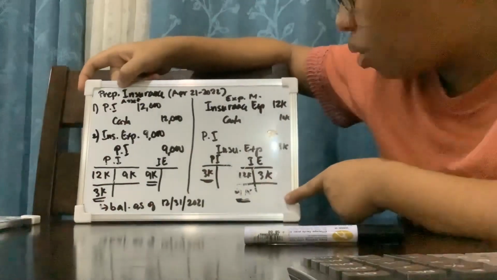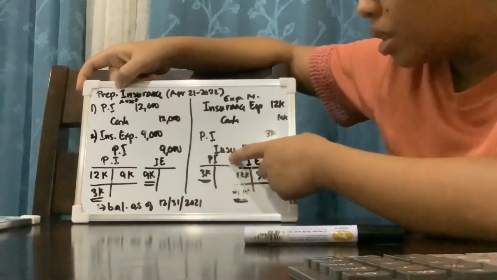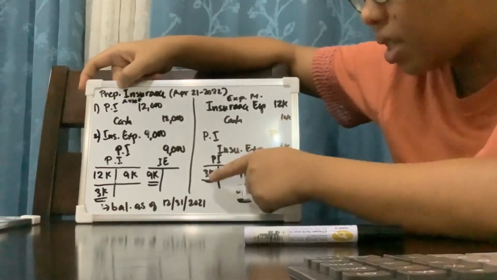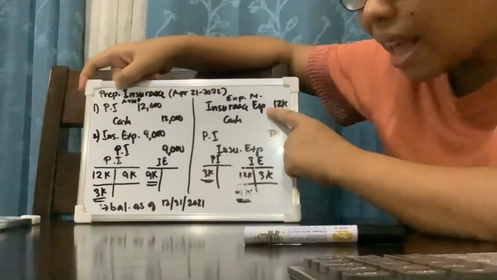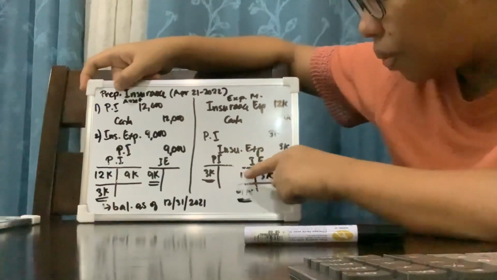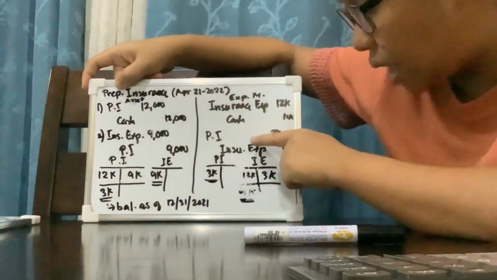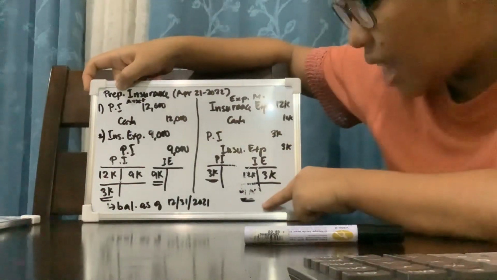Now, tan-awon nimo ang imuha pong ledger using expense method. Sa prepaid insurance, sa adjusting entry na nag-recognize og 3,000. Sa insurance expense, ang original entry nag-involve og expense account, 12,000, but na may adjusting entry gi-decrease by 3,000 tungod sa unexpired portion. The balance is 9,000.